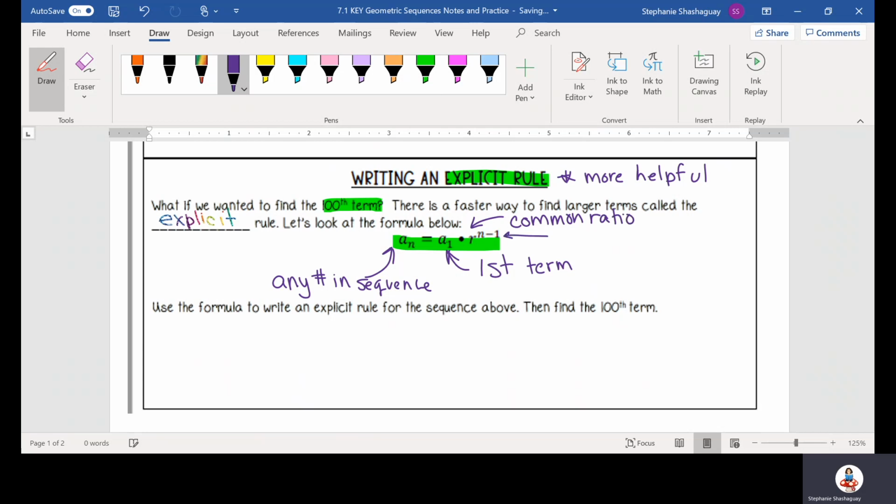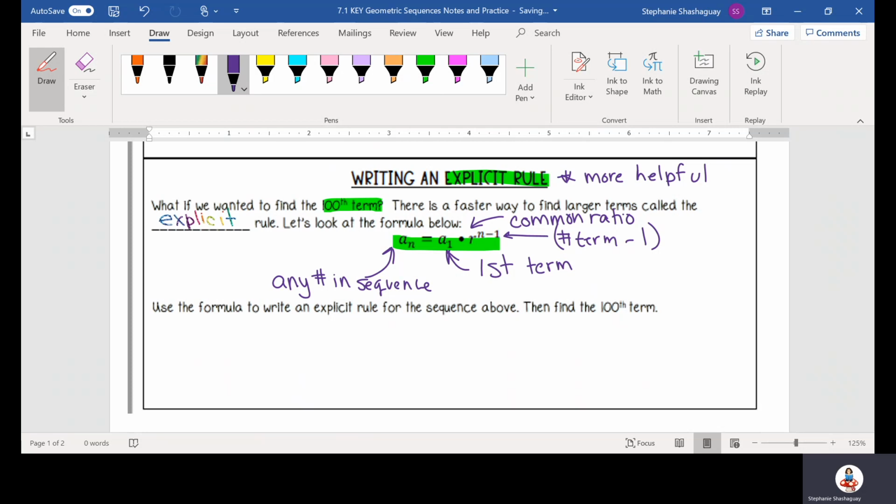And the n minus 1 is the term number you're looking for, minus 1. So if you're looking for the 100th term, your exponent for r would be 99 because it's 100 minus 1.